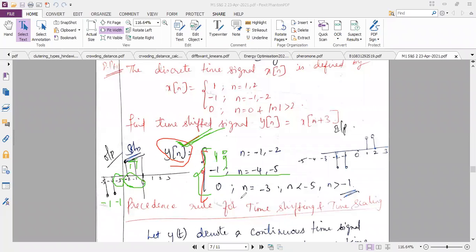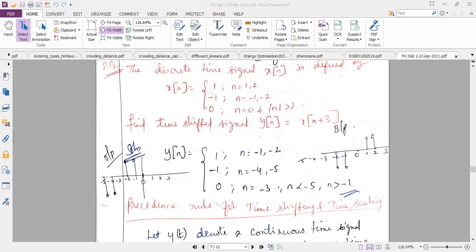How to write that? You can write like this: at n is equal to -3, and on the right hand side, n is greater than -1, and on the left hand side, n is less than -5, the value is 0. So in this way, we can write the final answer. Once you get the answer, you write it in both ways: one is the pictorial way and the other is the equation way. That will always be very good.